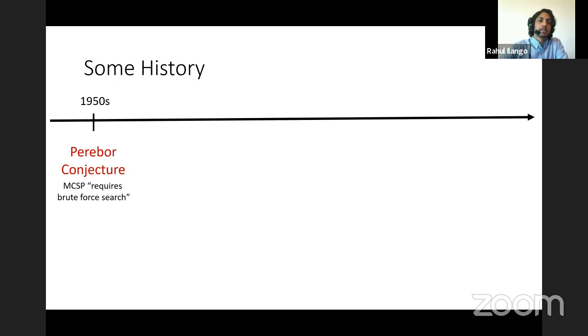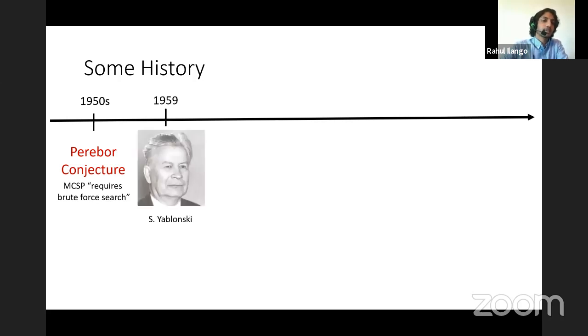And amazingly, in 1959, a mathematician named Yablonski said he had proved the perebor conjecture. What's amazing about this is that had Yablonski actually proven the perebor conjecture, he would have proved P not equal to NP before the problem was even formalized. Of course, it's not quite what he had proven. He proved it in a very restricted model, but he showed that in this restricted model, MCSP couldn't be solved faster than brute force search.